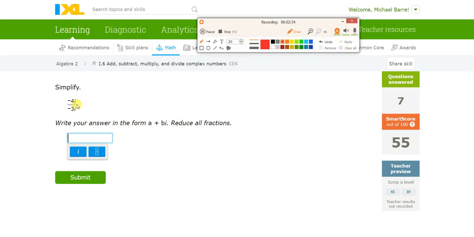I cannot have an i in the denominator, so I'll multiply by i over i. That's going to give me, oh, you know what? This one's easier than that. These just cancel out, don't they? So it's negative 4 over negative 3, which would be 4/3.